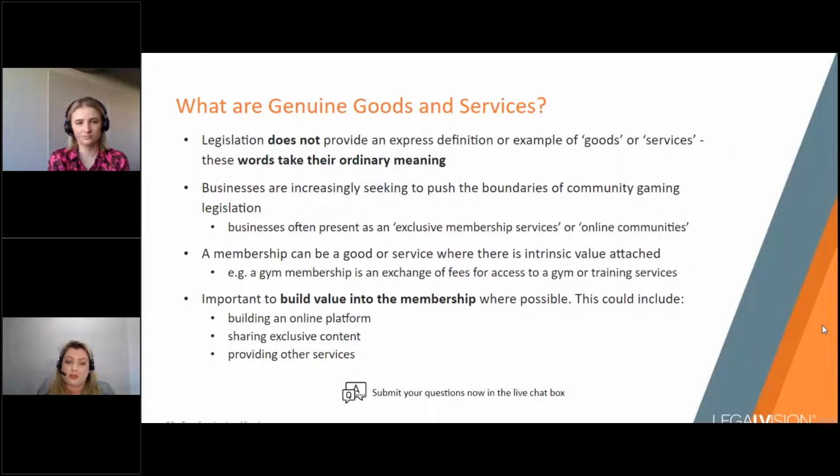So in our view, a good is a tangible product. For example, a t-shirt, a coffee mug, something that you can actually physically own. Whereas services might be something a bit more intangible. For example, some repair works to your car, a haircut, accountancy services. So something that you are receiving in exchange for money.